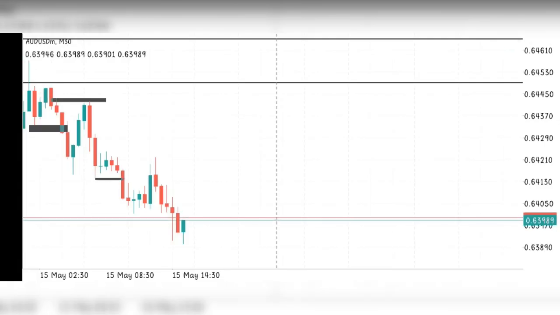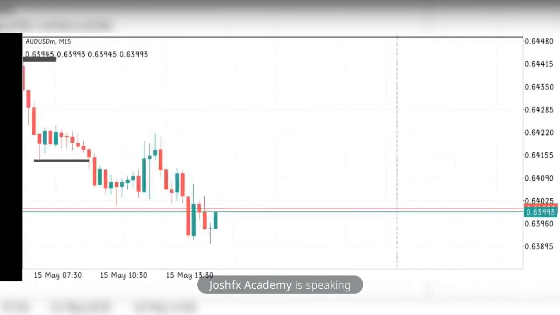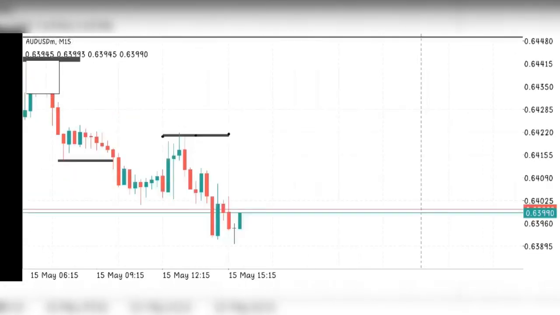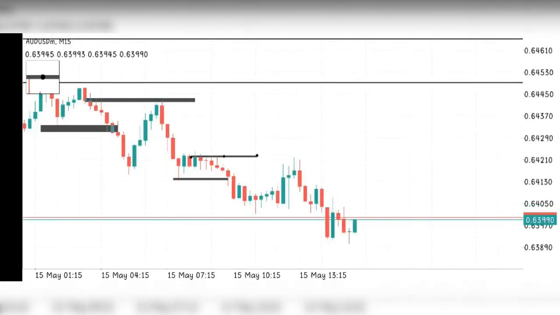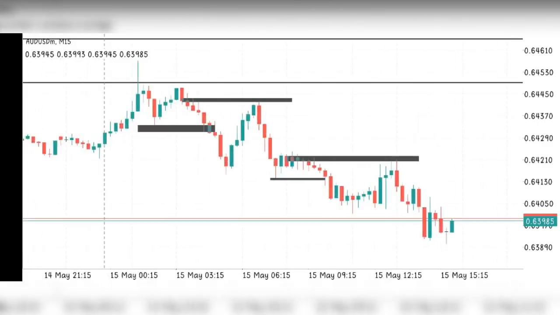Had another break of structure. Let's check. Another break of structure. The market retraced back into the order block, and since then, it has been selling.